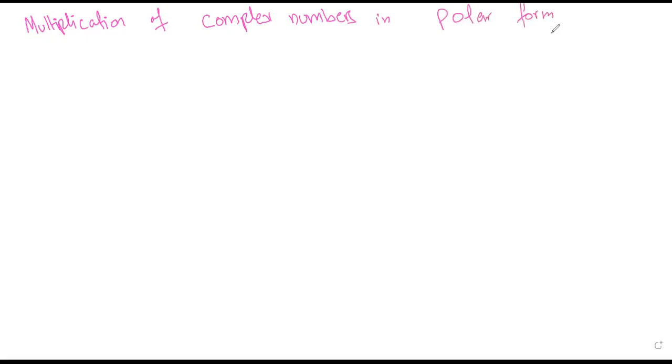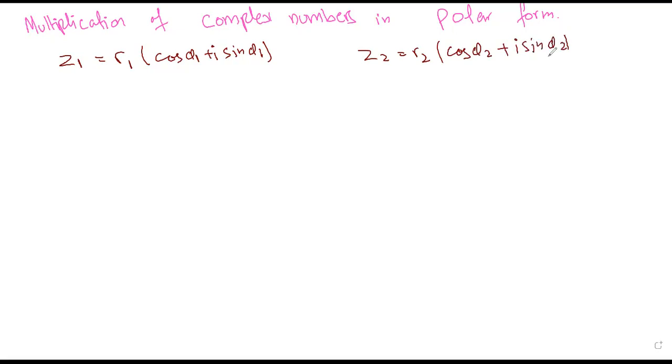In polar form. Okay. So let's say that you have Z1 that has R1 (cos theta 1 plus iota sine theta 1), right? This is your Z1. And Z2 has R2 (cos theta 2 plus iota sine theta 2). So we have two complex numbers that are written in the polar form, and we are interested in their multiplication. So let's do it.